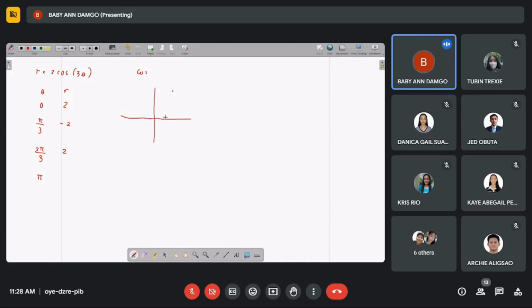So it looks similar to the previous one. So this one is still the same with pi. So cosine 3 pi is negative 1 times 2. So we have a negative 2.